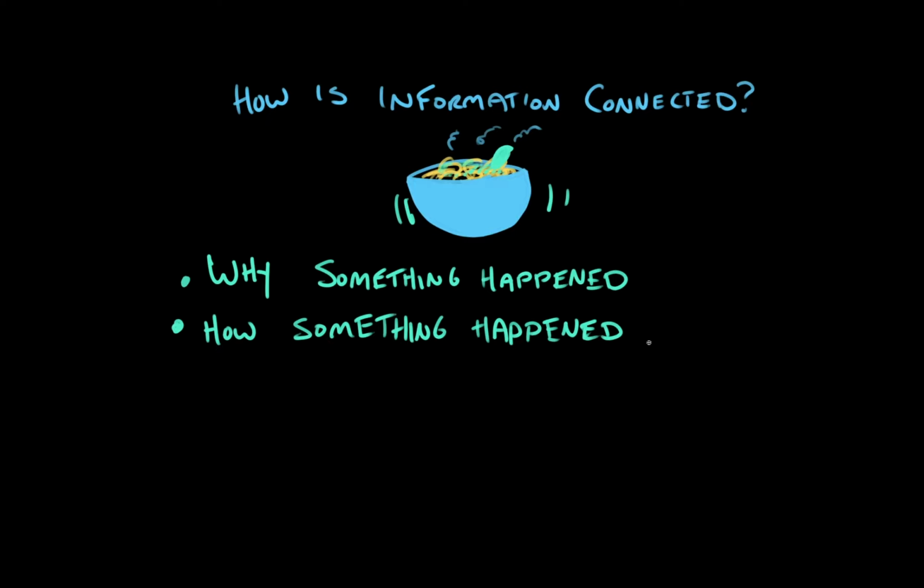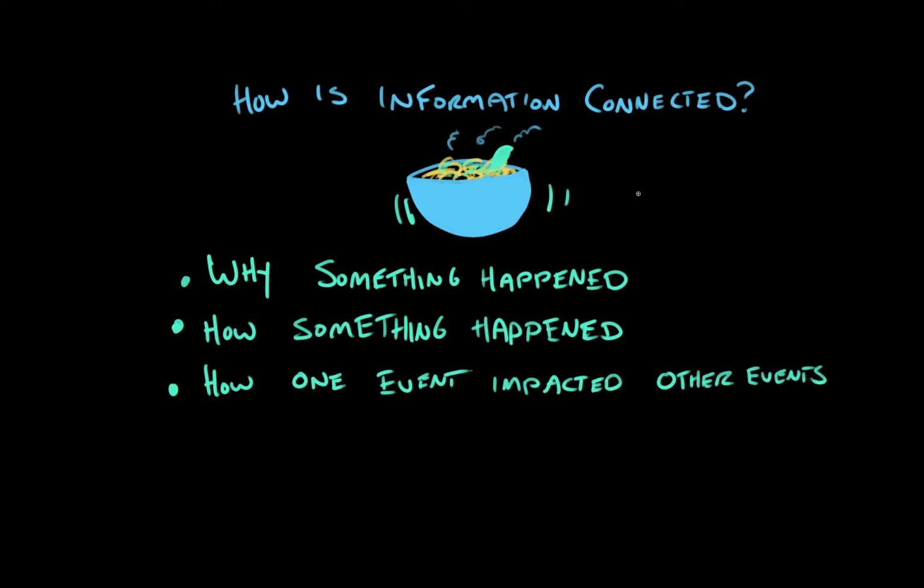We can learn how something happened. So in the case of the pasta, I cooked it in boiling water and then drained it and put some sauce on top and put it in a bowl. We can learn how one event impacted other events. Let's say I had a very late lunch at like 4 p.m. that consisted of this pasta, and then by 7 p.m. when it was time for me to have dinner, I didn't have as much of an appetite because I'd spoiled my appetite with this big old bowl of pasta at 4.